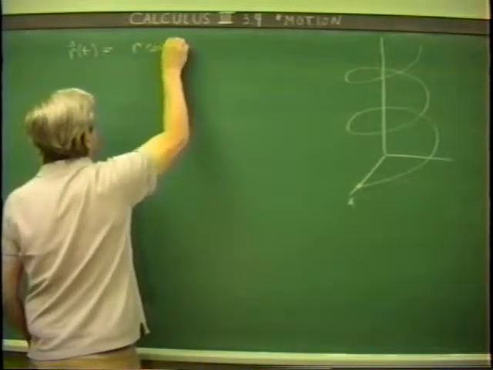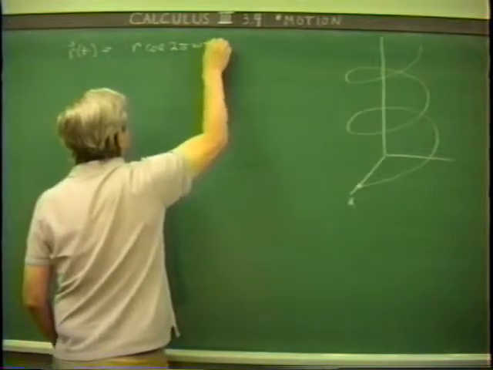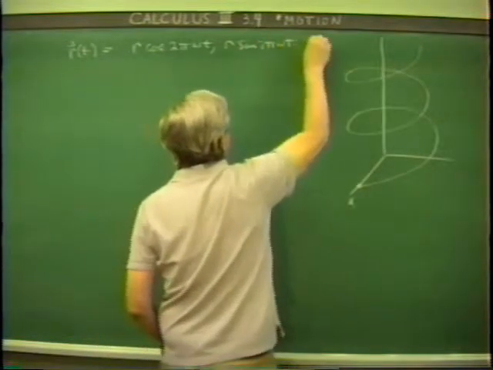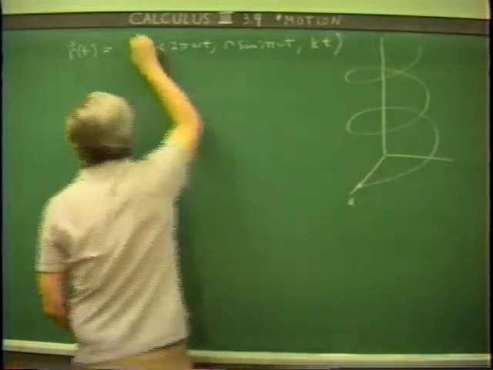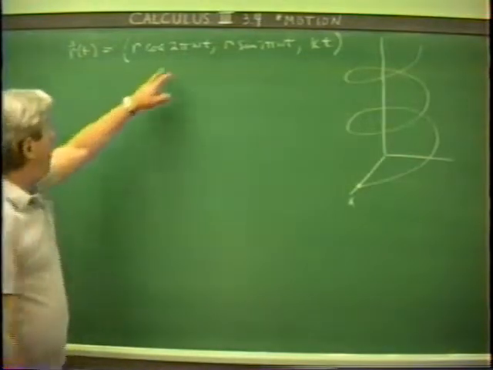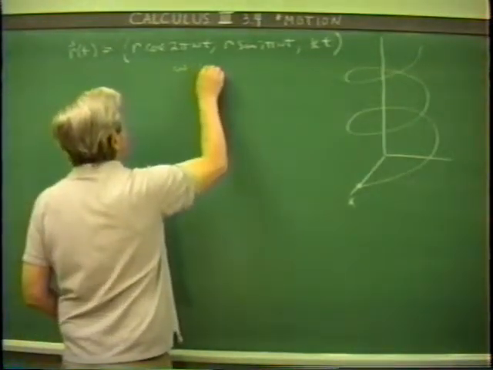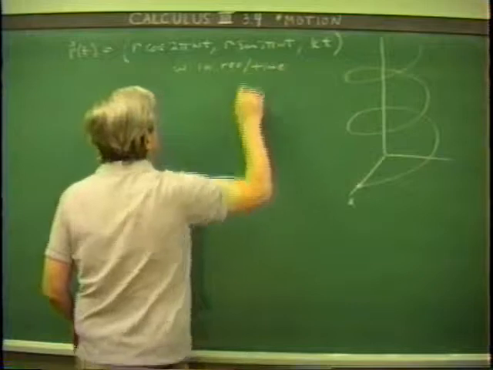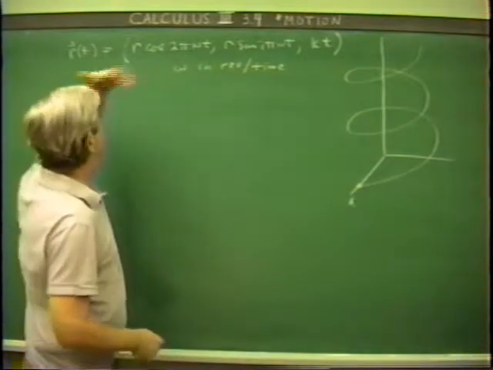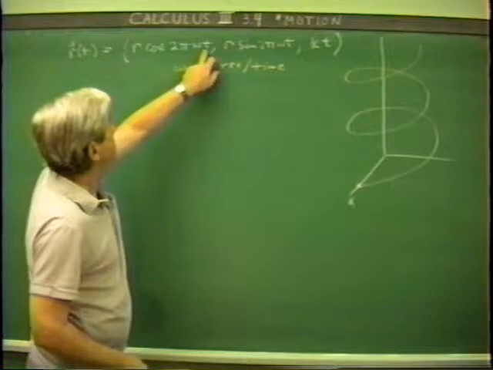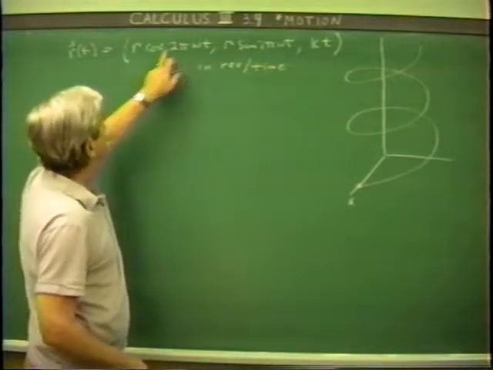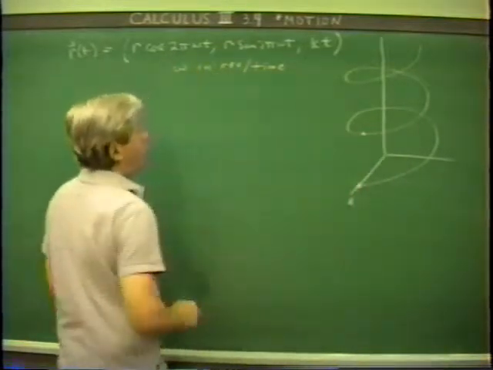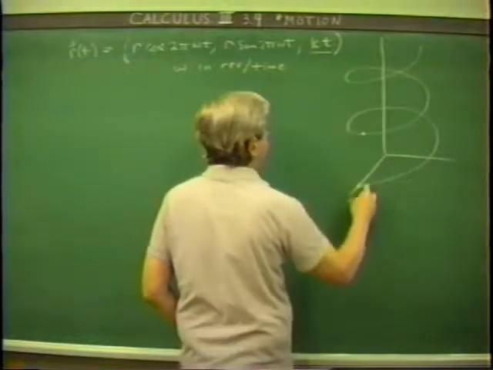Such motion has an equation r of t given as follows. r of t is equal to r cosine 2 pi omega t, r sine 2 pi omega t, kt, where omega here is in revolutions per unit time. So that when omega is equal to 1, when t goes from 0 to 1, one complete revolution will be effected here in the x and y coordinates.